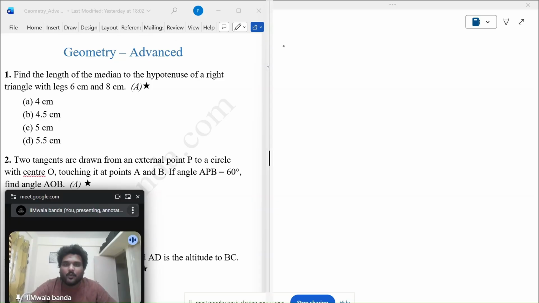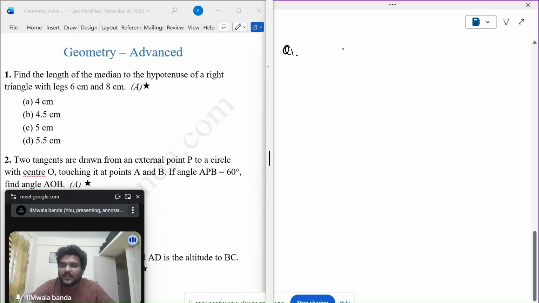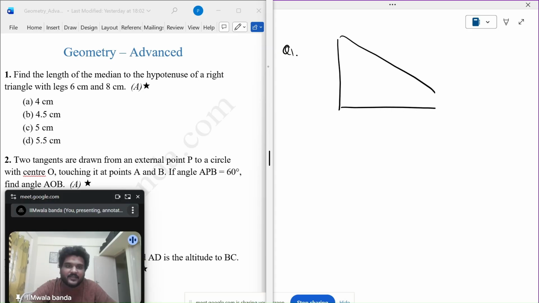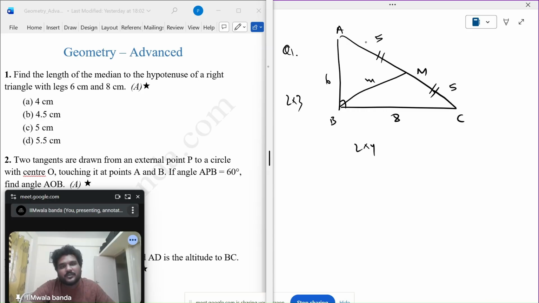Let's start with question number 1. Find the length of the median to the hypotenuse of a right angle triangle with legs 6 and 8. With some median at point M. So this is 6 and 8, so you directly know this is 2 threes are, 2 fours are, so 2 fives are. So this is 10, and this is 5, and this is 5, right? So this is direct application of Apollonius theorem.